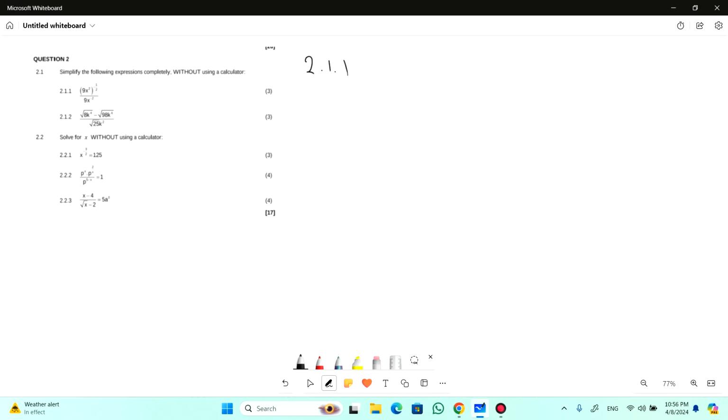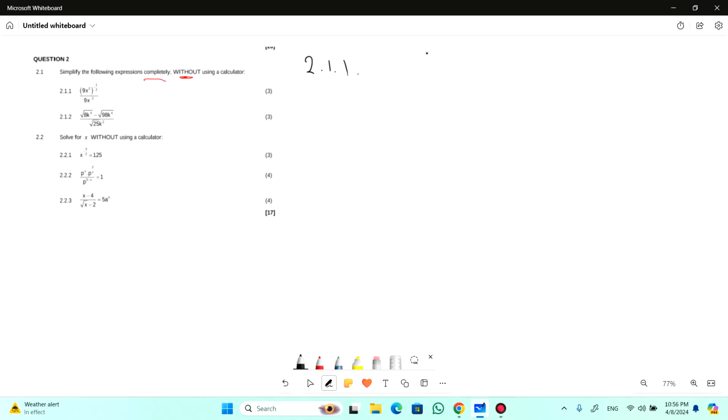2.1.1, let us read the instruction first. It says simplify the following expression completely, without using a calculator. Here we have to simplify completely without using a calculator. So let us do that.